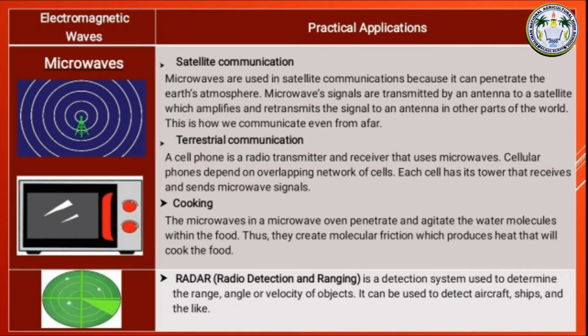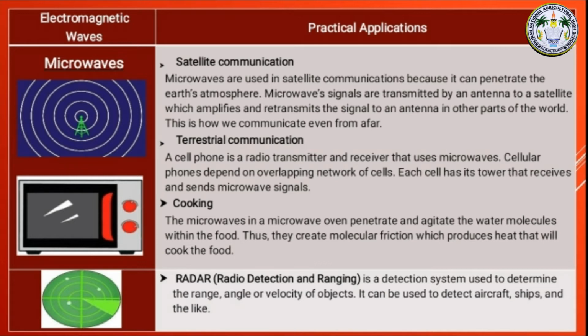Another one is terrestrial communication. A cell phone is a radio transmitter and receiver that uses microwaves. Cellular phones depend on an overlapping network of cells. Each cell has its own tower that receives and sends microwave signals.